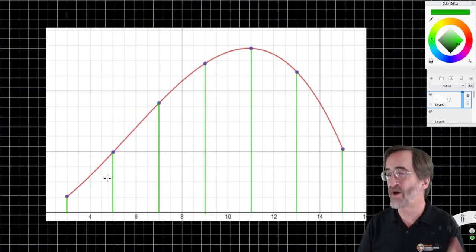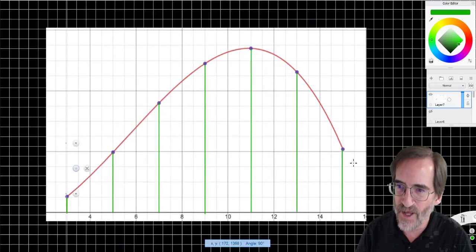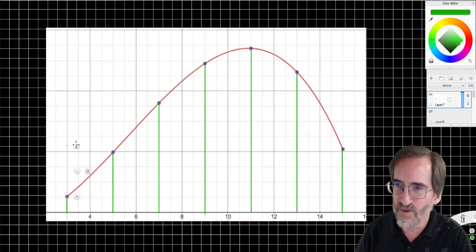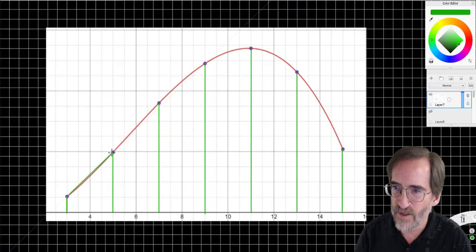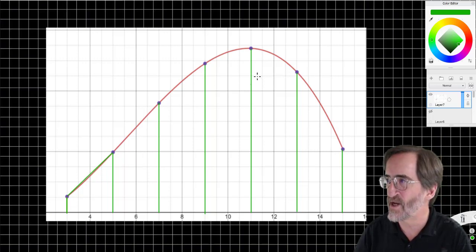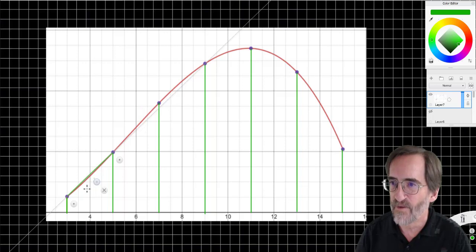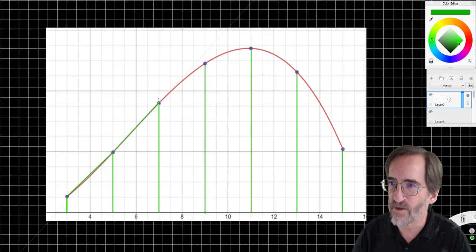But what we're going to do now, instead of rectangles, is do trapezoids. So we're going to connect the dots. We're going to connect the dots with a straight line. Now in this particular trapezoid right here, you can see there's just a little bit of space between the straight line and the curve. So this trapezoid would represent a very slight overestimate. Okay? If I go to the next one here, this one is going to be almost exactly on, right?